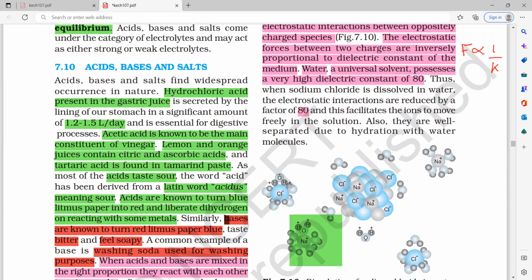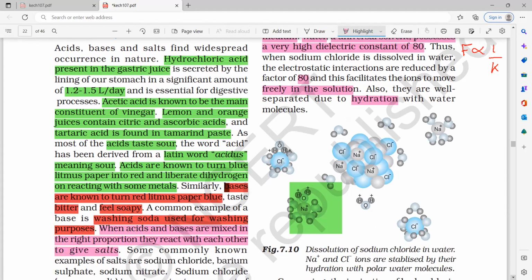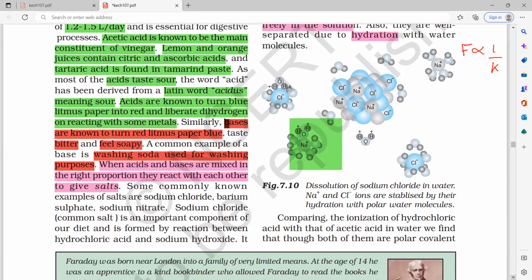So the force will become 1 over 80, and this facilitates the ions to move freely in the solution. Also, they are well separated due to the hydration with water molecules. So this is represented in the picture as shown below. Dissolution of sodium chloride in water, we have Na positive ions and Cl negative ions stabilized by their hydration with polar water molecules.